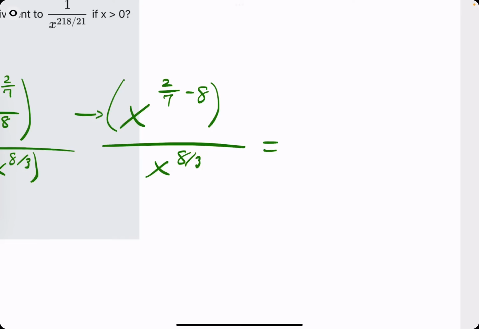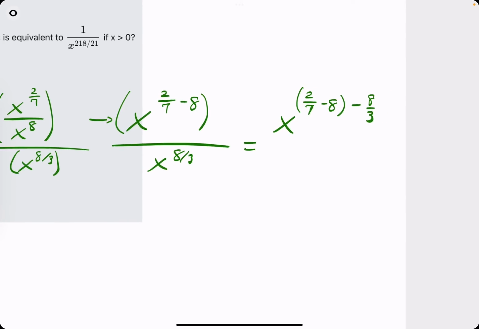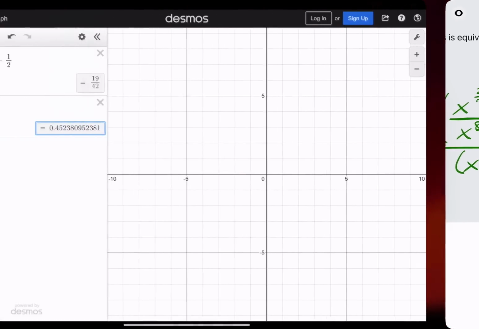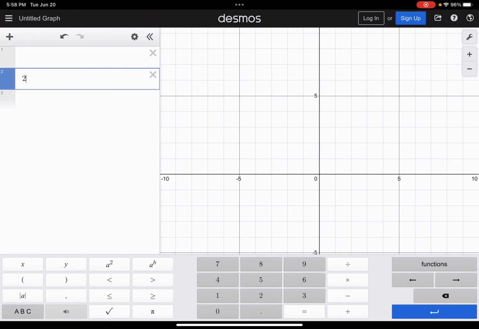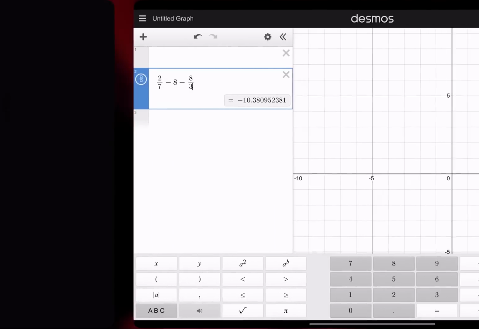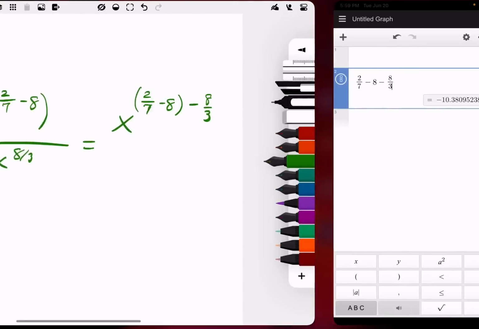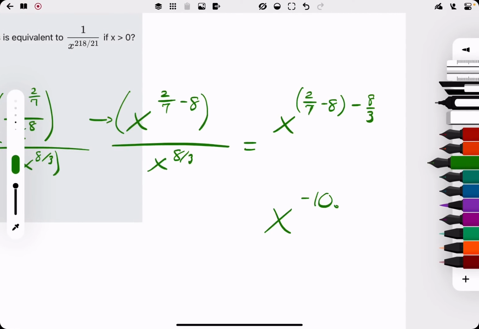And then if we have 2 different x terms with 2 different exponents, we subtract their exponents. So I'm just going to do it all in one swoop again like I've been doing. 2/7 minus 8, that's the top one, minus the denominator's exponent of 8/3. So whatever this is will give us our final answer. All right, let's do 2/7 minus 8 minus 8/3. Yep. So we get negative 10.38, x to the negative 10.38.